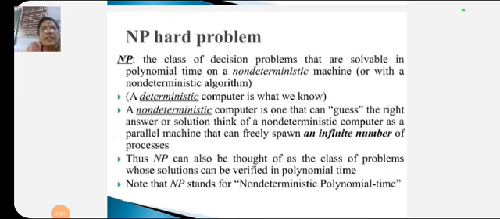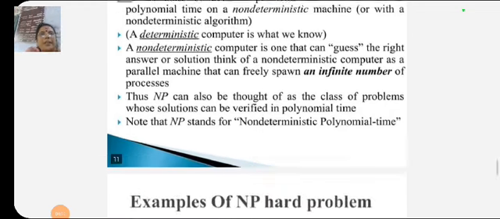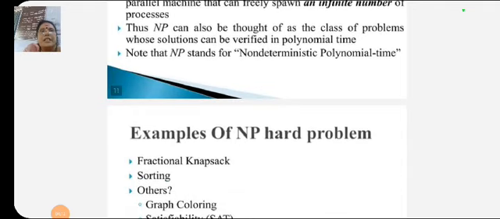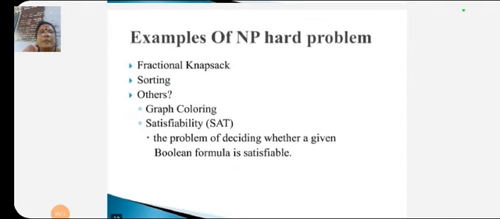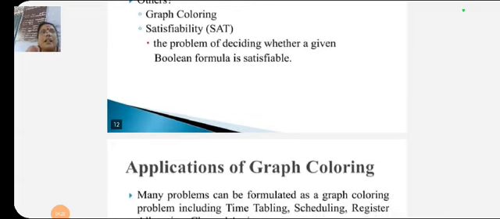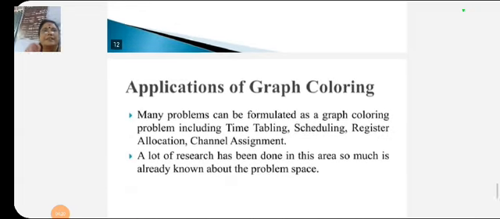Thus, NP can also be thought of as the class of problems whose solution can be verified in polynomial time. Note that NP stands for non-deterministic polynomial time. Next, we are going to see examples of NP-hard problems: fractional knapsack, graph coloring, satisfiability, and the problem of deciding whether a given polynomial formula is satisfied.